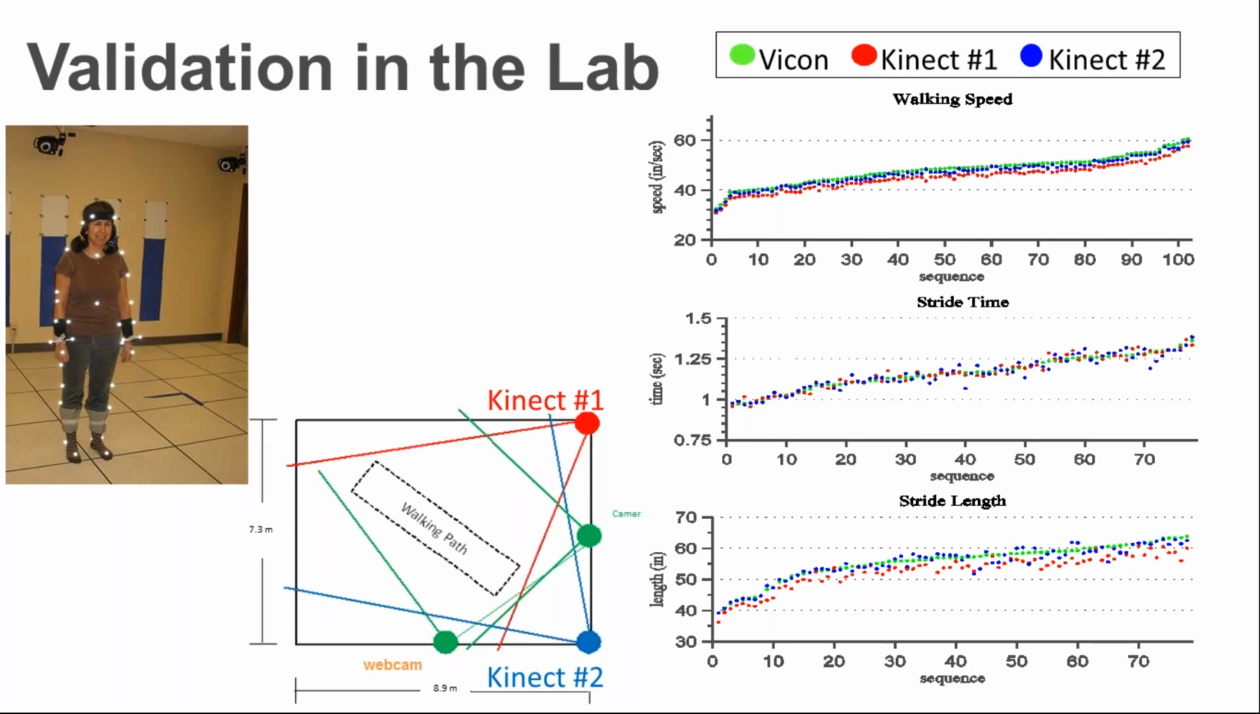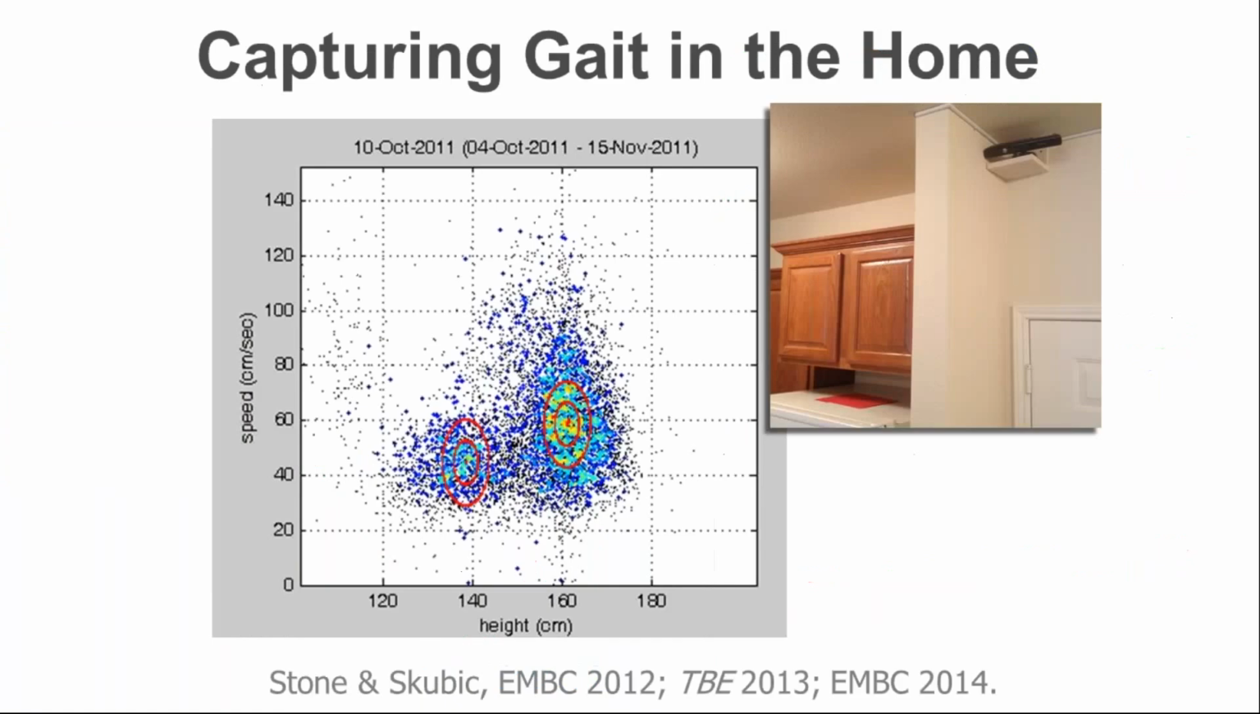So when we line those up, and we utilize our algorithms for detecting stride time, stride length, and walking speed, you see that they line up very well. They're very consistent. And so this is good because it allows us to be fairly certain that we're able to measure those things utilizing the Kinect technology as good as the Vicon in our assessments.